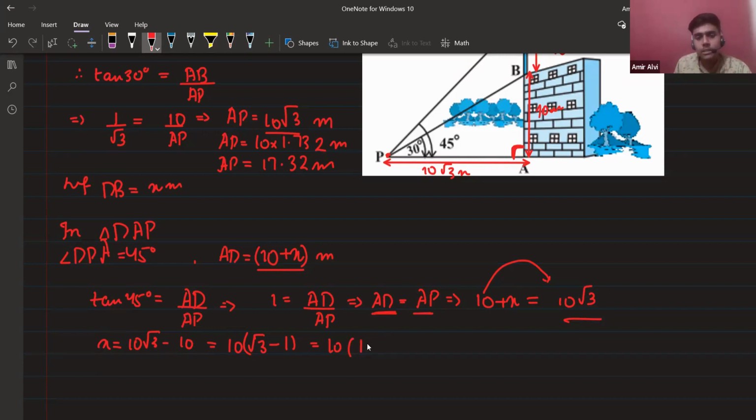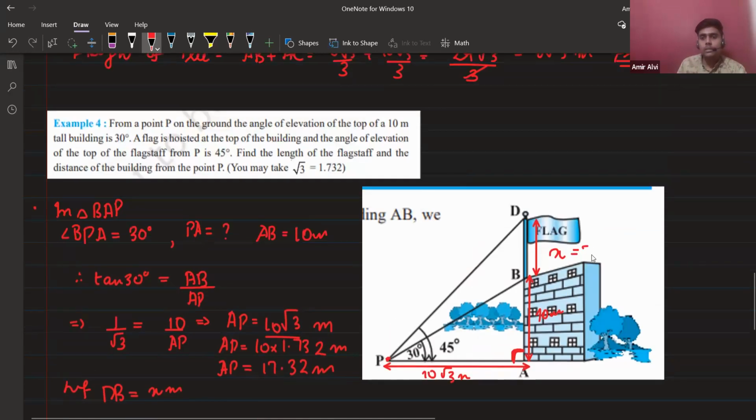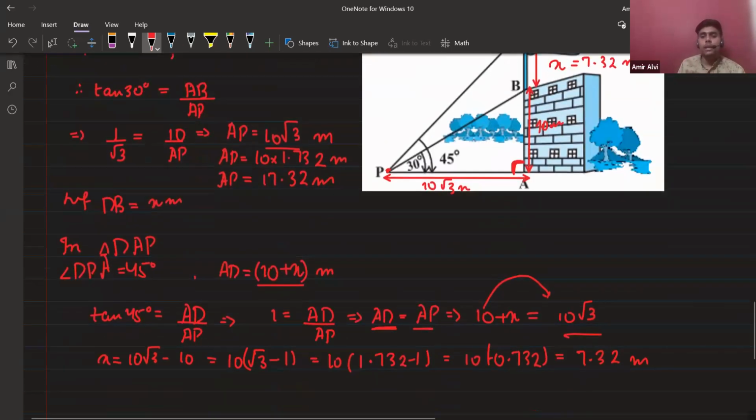The value of root 3 is 1.732 minus 1, equals 10 into 0.732, so it will be 7.32 meter. It's your answer. The value of X is 7.32 meter. Is everybody clear with it? Any doubt till now on what we have covered so far in this class? No, sir.